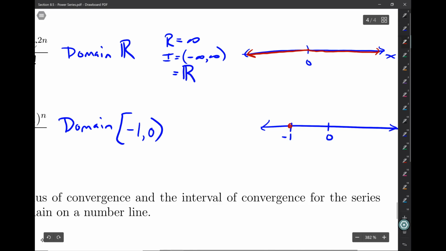We included negative 1. We excluded 0. Here is our graph. We had also identified that the center of this particular series was at negative 1/2. And our radius should be the distance from the center out to the boundary. In this case, the distance from the center to the boundary would be 1/2.